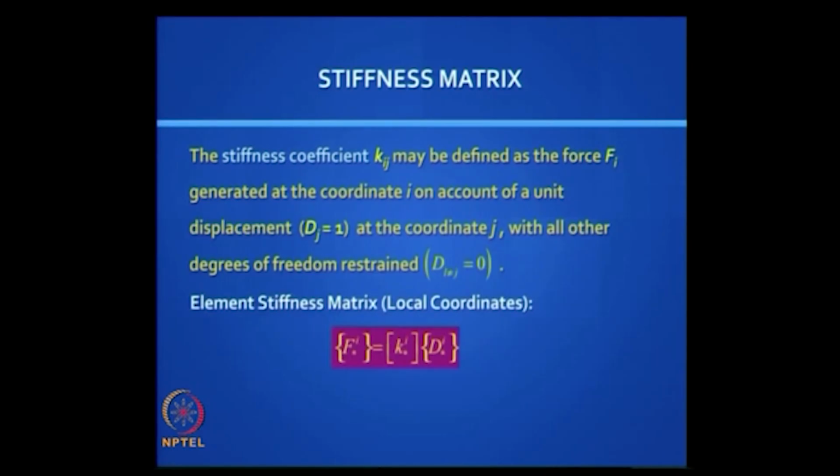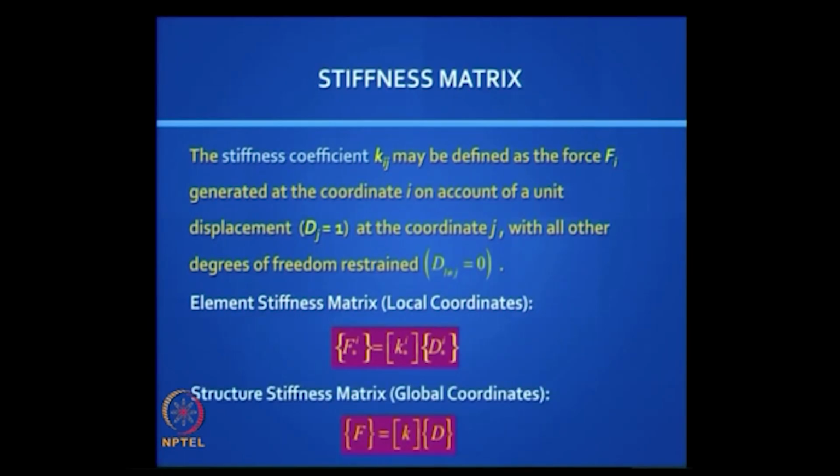In matrix forms, it looks like this in the local coordinate system, and this for each element. For the ith element it will look like this, and for the entire structure it will look like this. Got it? For each element it will look like this, for the entire structure it will look like this. Here you do not have a star, you do not have I, because all the elements contribute to this matrix. This is for an individual element. Is this clear? Okay.